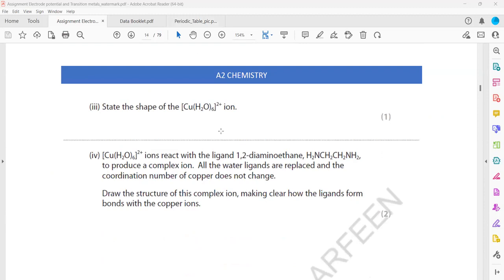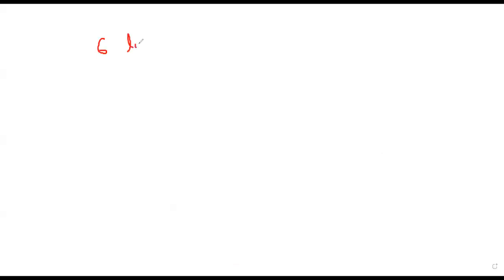Then state the shape of the complex depending on how many ligands are attached. For example, if six ligands are attached, the shape of the complex depends on how many are attached. You will always have an even number. If there are six, then the shape will be octahedral.